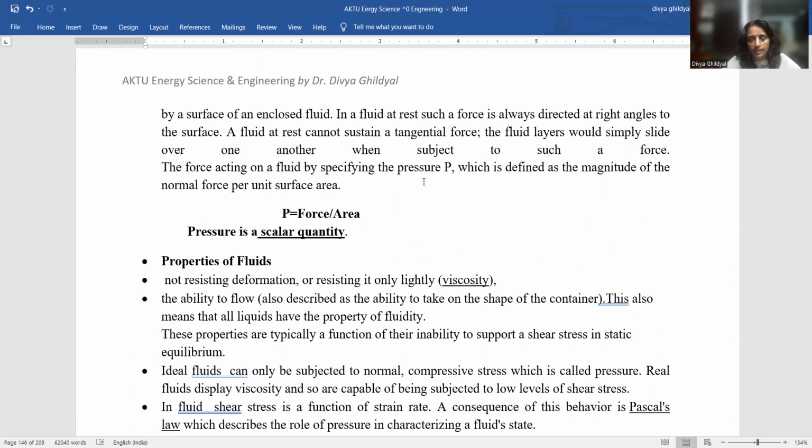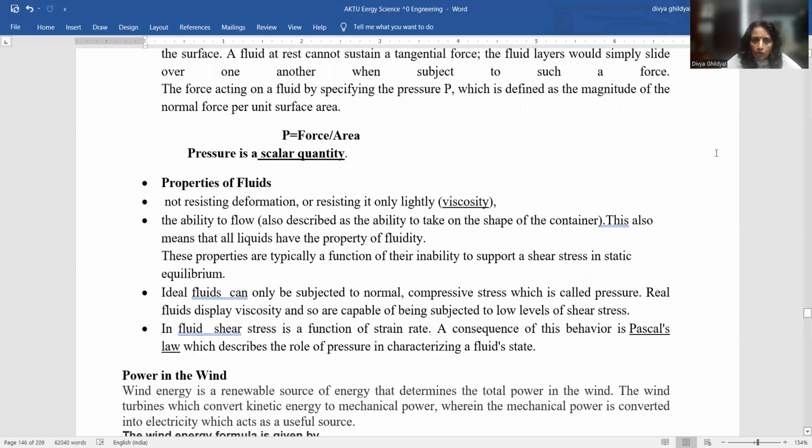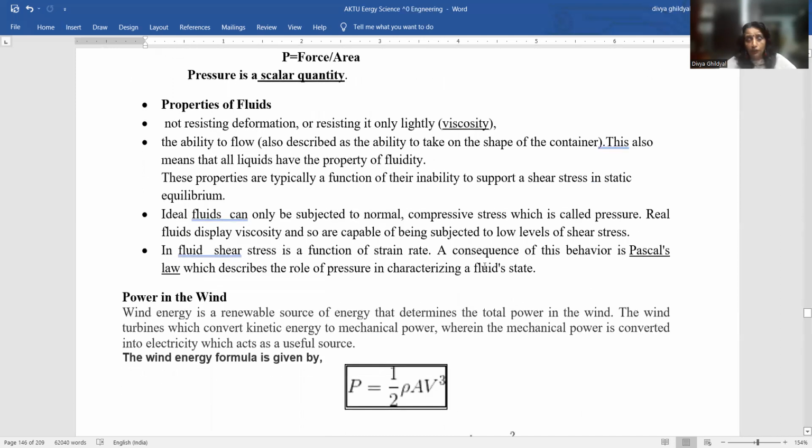So before I start understanding fluid dynamics, I need to understand certain properties of the fluid. First, the most common property is viscosity, that means the resisting property. Ability to flow means that all liquids have the property of fluidity. These properties are typically a function of their inability to support any type of shear stress in static equilibrium. The fluid shear stress is a function of strain rate.